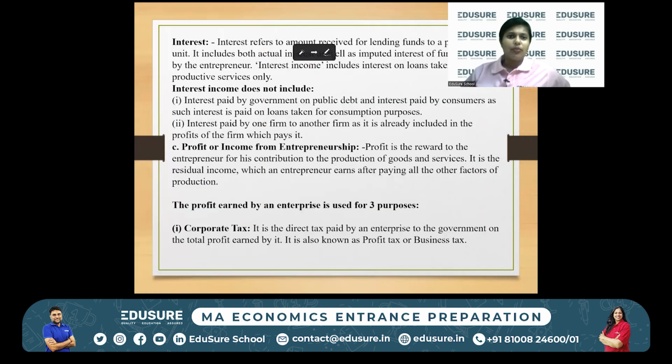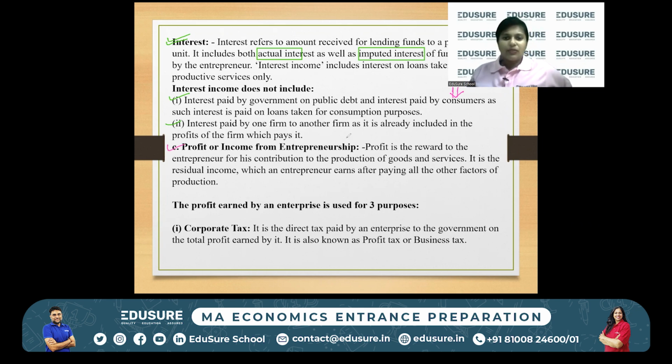The next component is interest. Interest refers to the amount received for lending funds to a production unit. So again, it is the same. Actual interest will be included, imputed interest will also be included. For example, if you have used your own money, that means you've given a loan, you should be giving interest to your own self, basically. So even that needs to be included. Next comes profit or income from entrepreneurship.